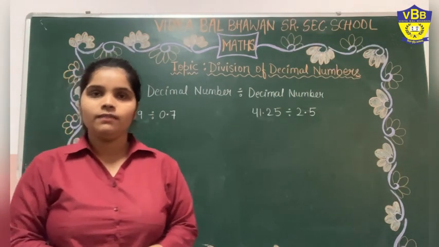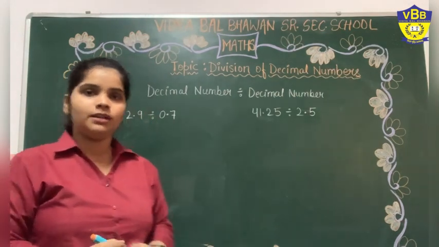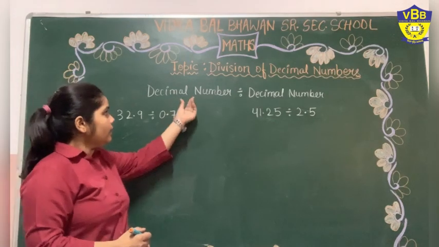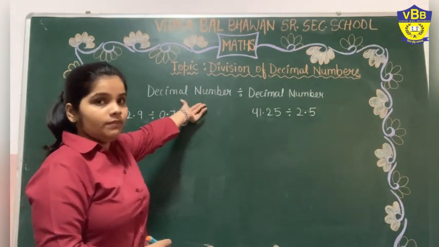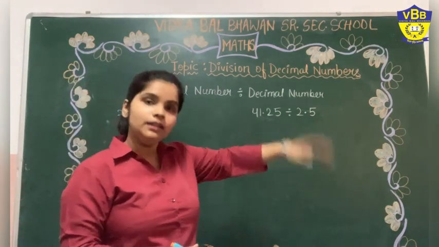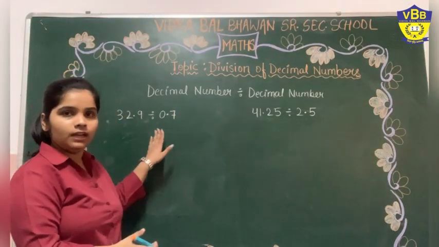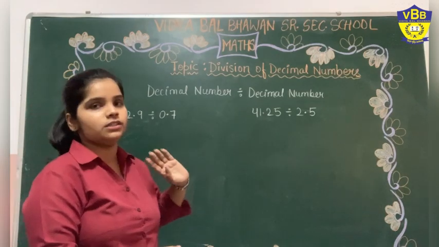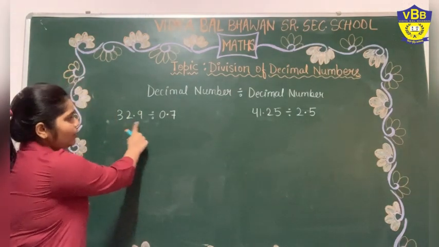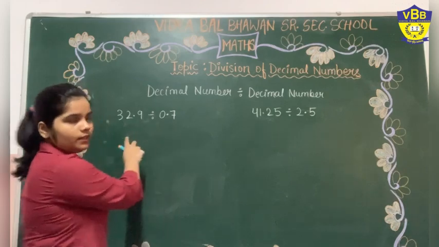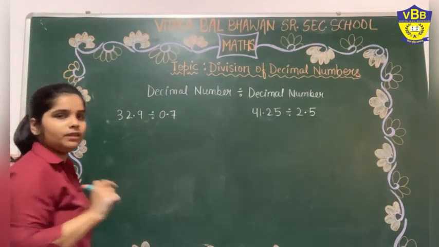So next we have decimal number divided by decimal number. What will we do when we divide a decimal number by another decimal number? What steps are to be followed, we will understand through these two questions. Here, 32.9 divided by 0.7. Both numbers are decimal numbers.